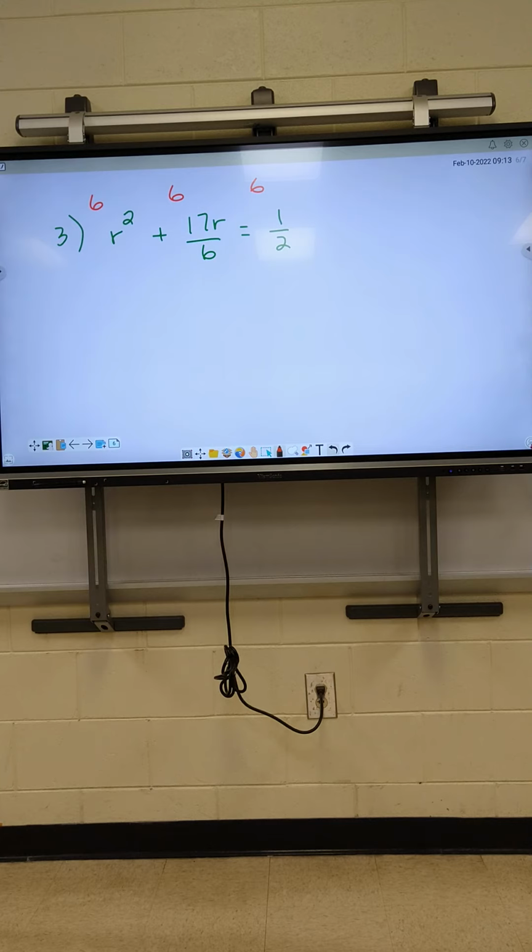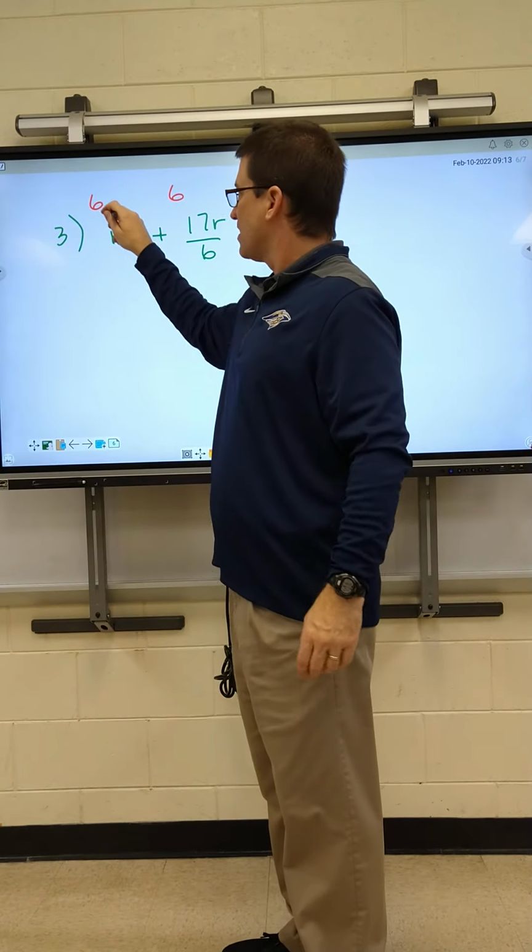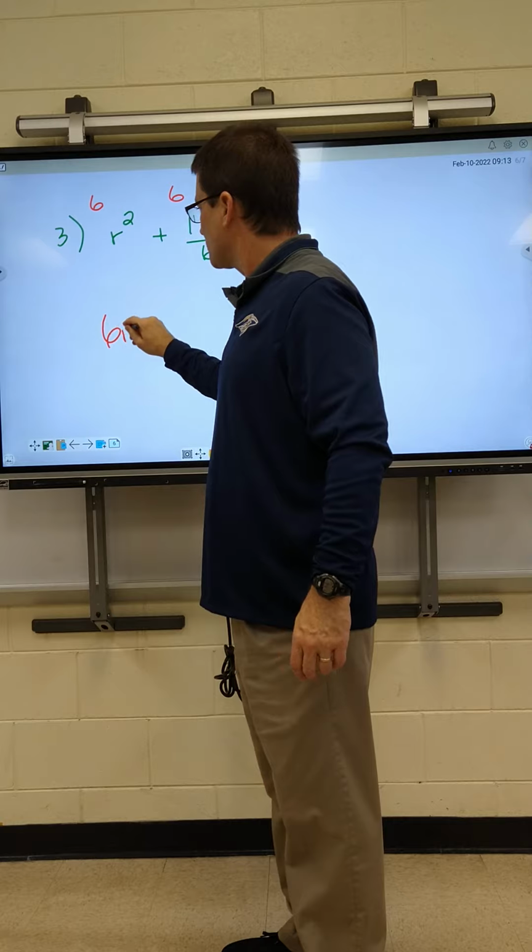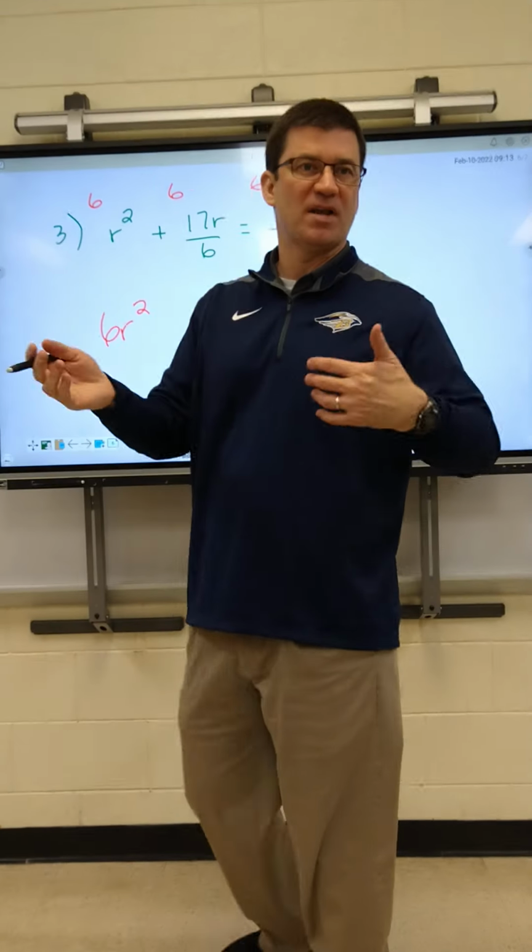If you don't have a denominator, then it's a 1, right? So it'd be 6 over 2. 6 times r squared is 6r squared. You just get to skip that crossing out part.